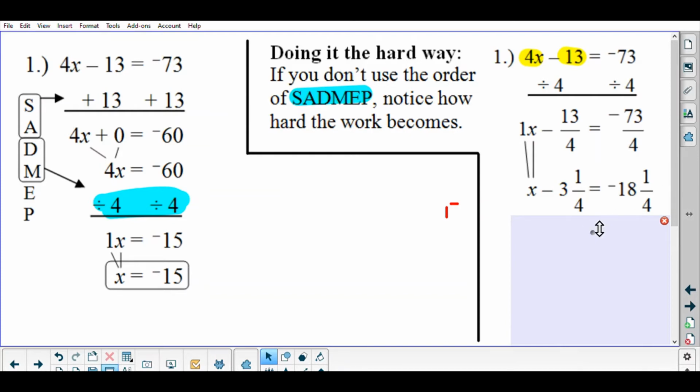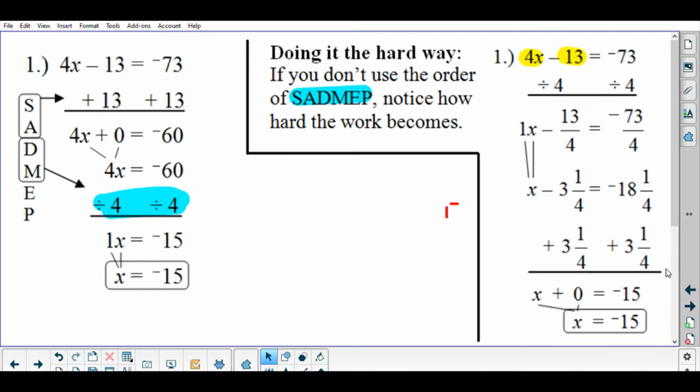Then you would do the inverse of subtracting by 3 1/4, which is adding by 3 1/4. Now, you would eventually get the same answer that I showed you earlier on problem number 1. But I hope you can clearly see that would be the hard way of doing this problem. I don't think any of you want to do it that way. This is why it makes sense that inverse operations should be done in the inverse order from normal. Instead of PEMDAS, do your inverse operations in the order of SADMAP.